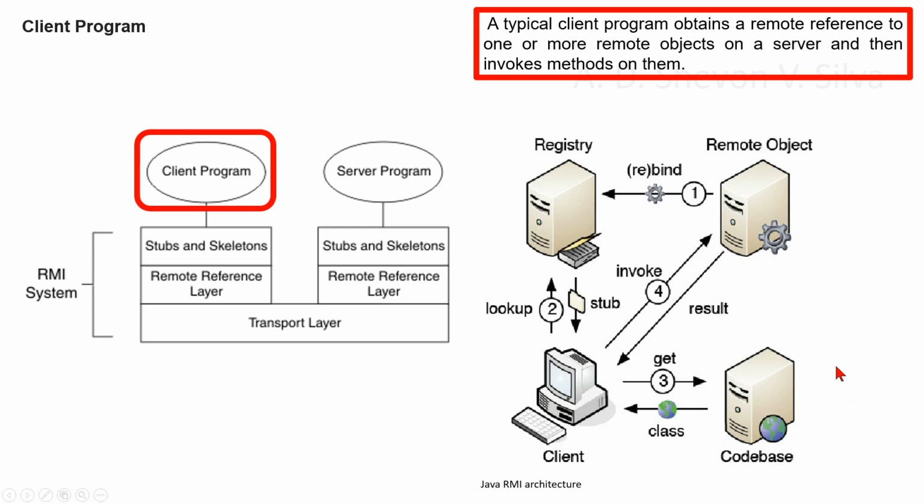I repeat the process. Here the server registers the remote object, step 1, and in step 2, the client looks up the stub in the registry. And step 3, the client requests the stub class file here, and the client invokes a method on the remote object, and the remote object and the registry have to reside on the same machine.